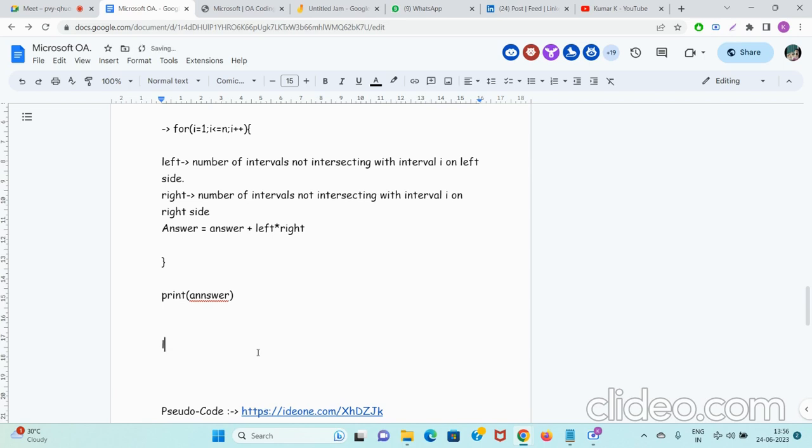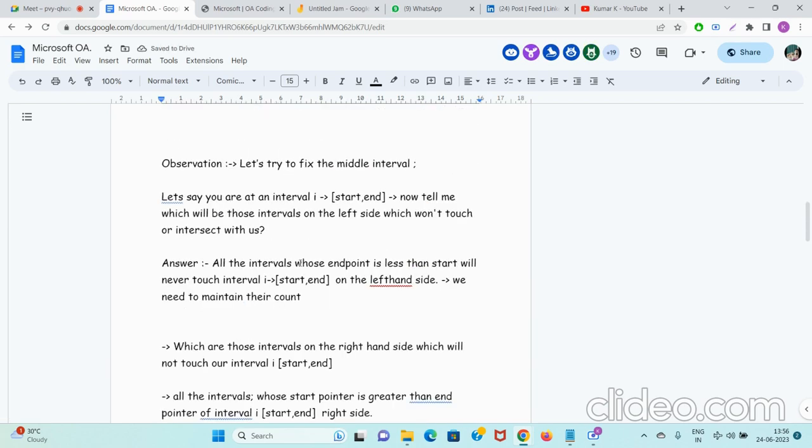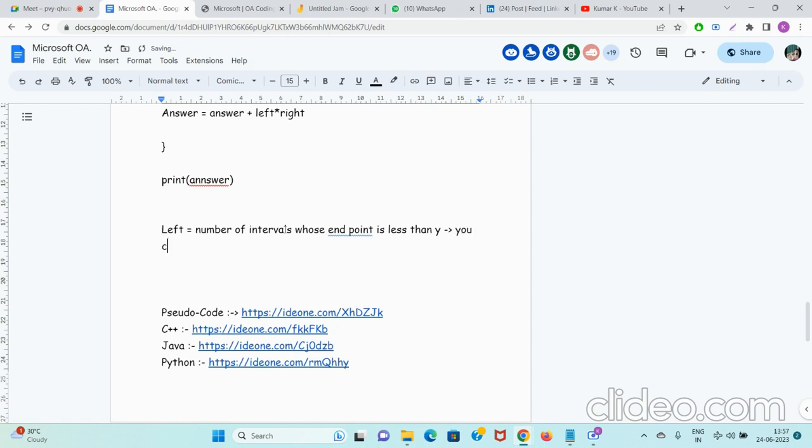Okay, how to calculate left is what? Left is what, यहां पर clearly लिखा था. What is left, guys? All the intervals whose end point is less than start. Whose end point is less than start. So what do you have to find? Number of intervals whose end point is less than y. Okay, end point is less than y. You can do this using binary search. Simple, job is done. Don't have to do much.